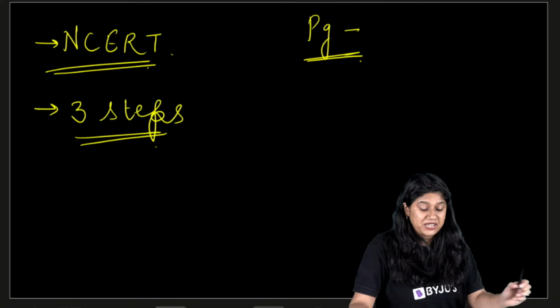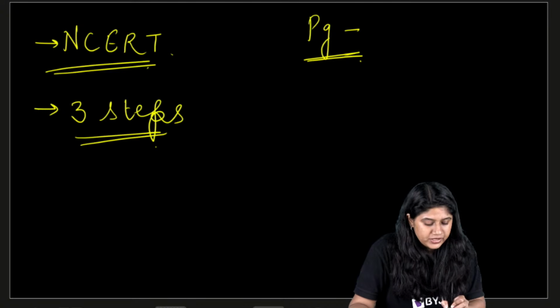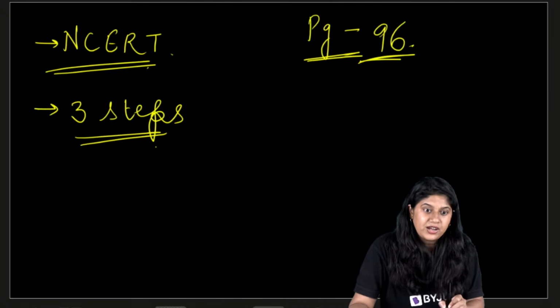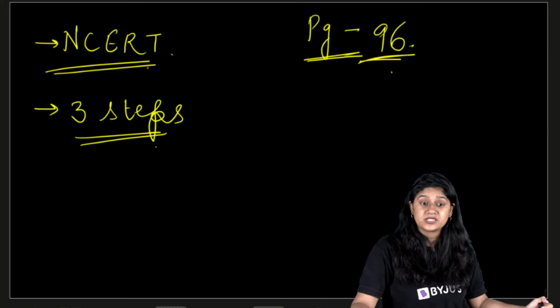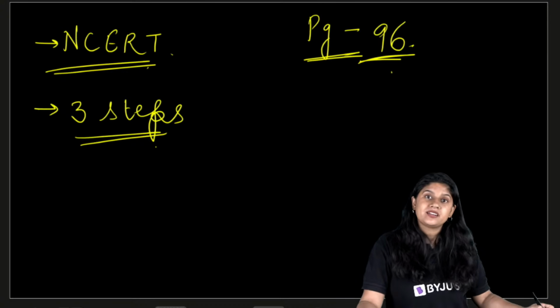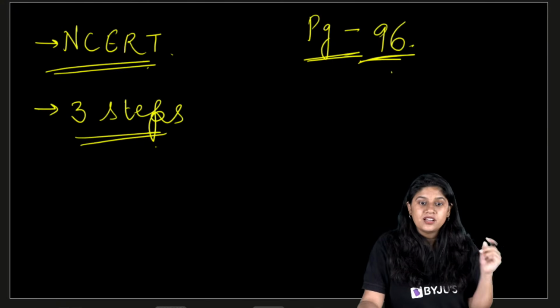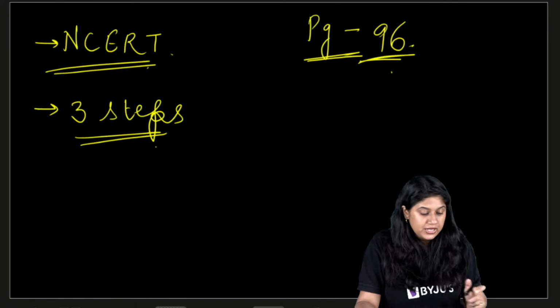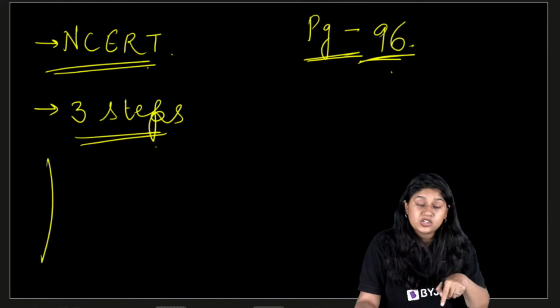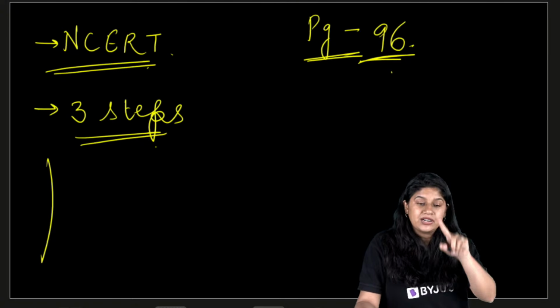Very good, very good. Page number 96. So on page number 96, everyone, we have the 3 steps of photosynthesis, a direct question that can come in your examination. We have seen in the past, we got this question also. Next to these steps, we have a diagram.